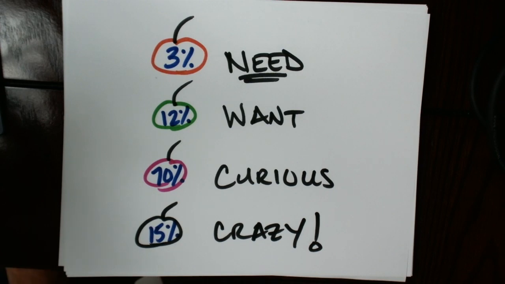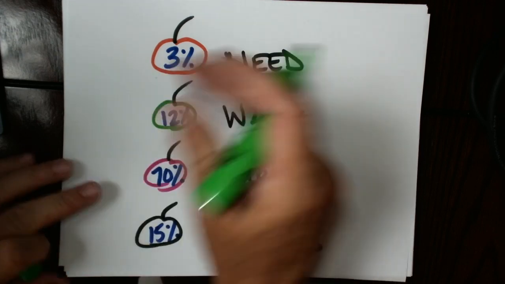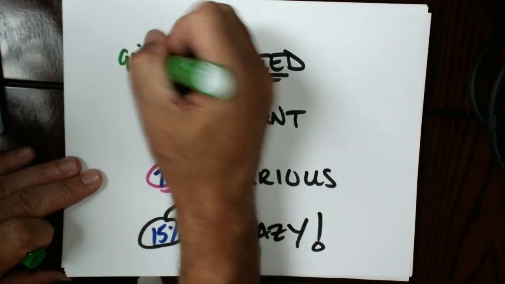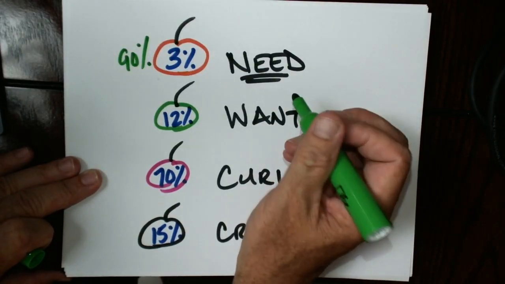If you generated 100 leads, there's probably going to be 3 red apples in there. There's going to be 12 green ones, and then the rest will be mostly curious and a little bit crazy. All right, so here's the formula for success. As far as your time goes, I want you to spend 90% of your time with the red apples.